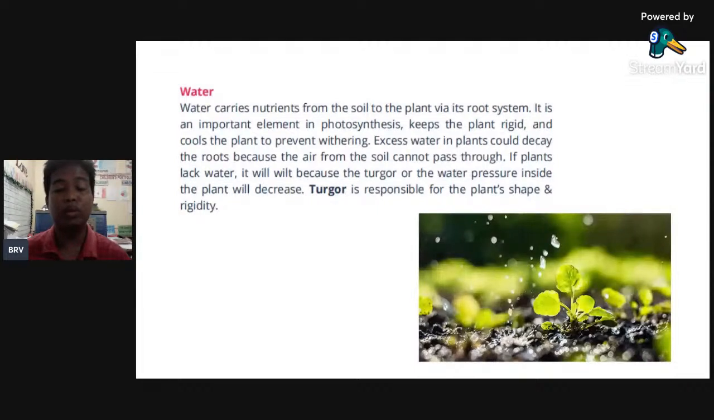For the plants to grow, they need to be given water, because it is needed in photosynthesis. So how do plants drink? Through their roots. Okay, so excess water in plants could decay the roots because the air from the soil cannot pass through.